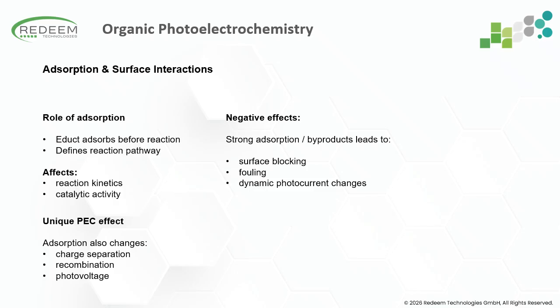At the same time, strong adsorption is not always beneficial. Reaction intermediates or byproducts can accumulate on the surface and block active sites and cause electrode fouling, and the result of that is that the photocurrent often changes dynamically during the operation instead of remaining constant. So unlike water splitting, the electrode surface itself evolves throughout the reaction, making the surface chemistry an integral part that one has to understand in organic PEC.